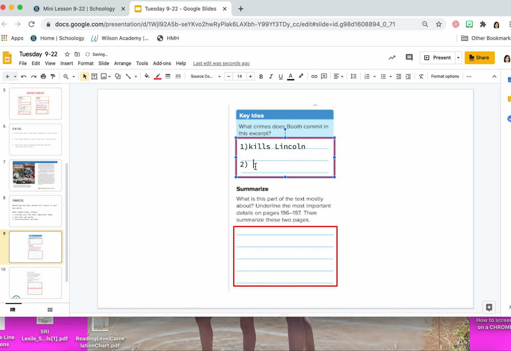Pause and add this to your assignment. And the other one was attack Major Rathbone. So you guys are going to stop right now and put that in there. Those are the 2 crimes.